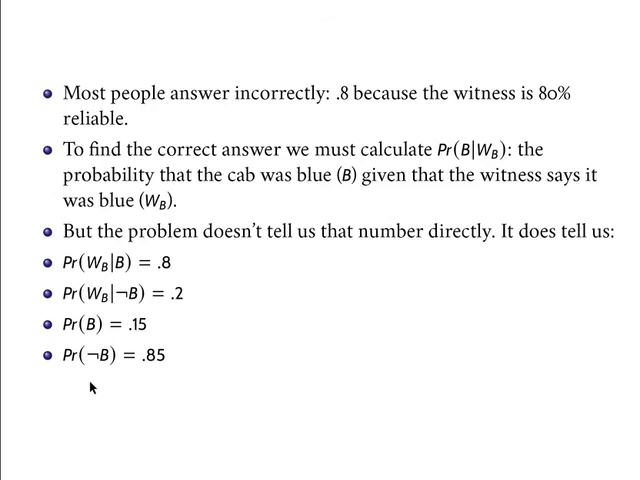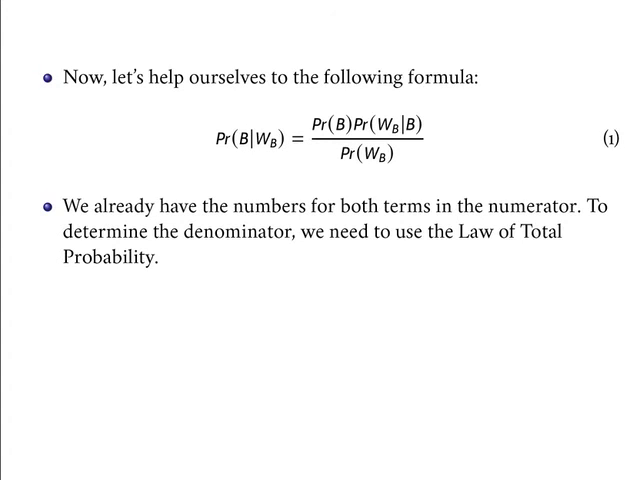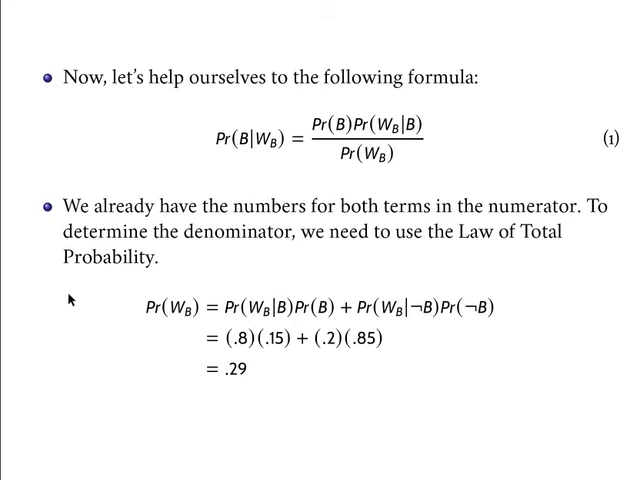So what we have to do is help ourselves to a way of calculating probabilities, which I introduced a couple of days ago on Monday, which is the law of total probability. So we have to unpack the denominator using the law of total probability. Using it, the unconditional probability that the witness will say it's blue equals the probability that they say it's blue, given that it's blue, times the probability that it's blue, plus the probability that the witness says it's blue, given that it's not blue, times the probability that it's not blue.